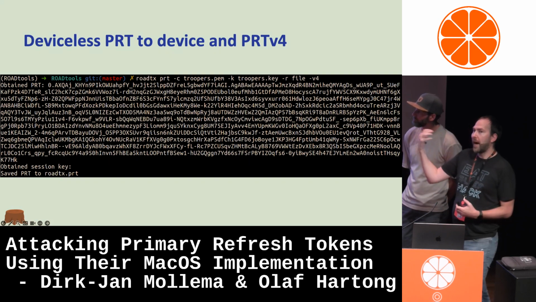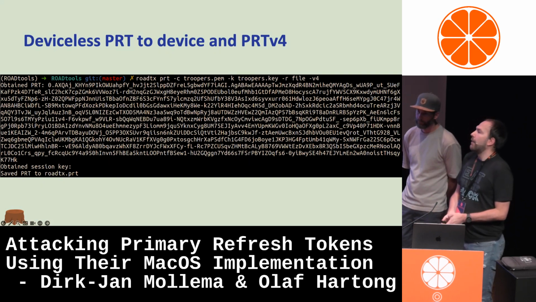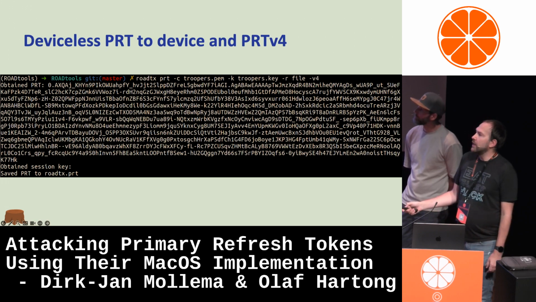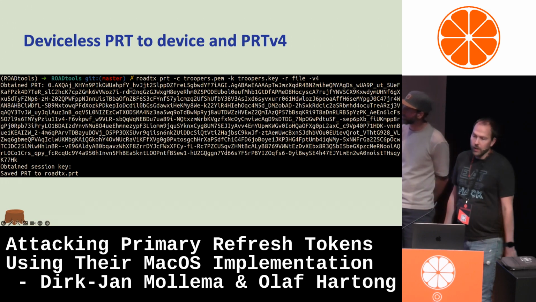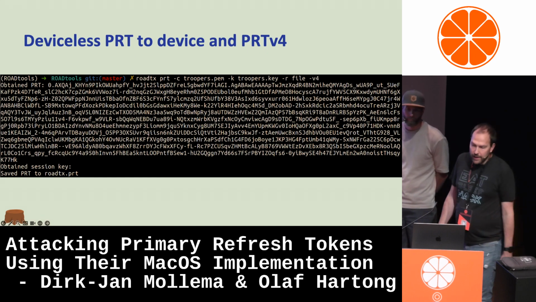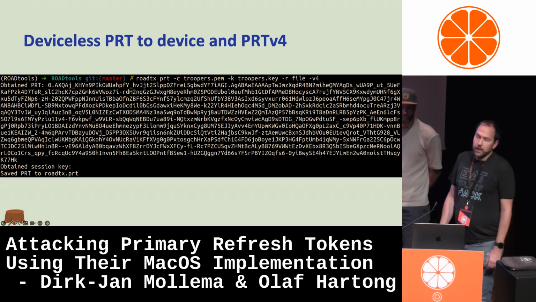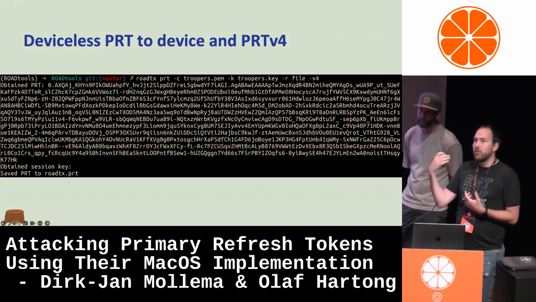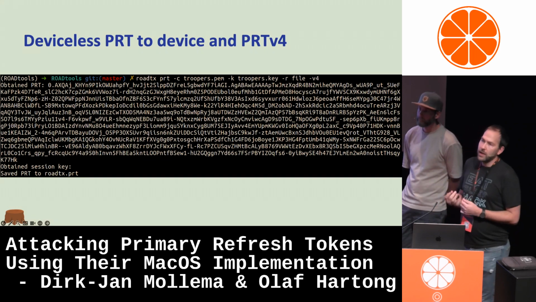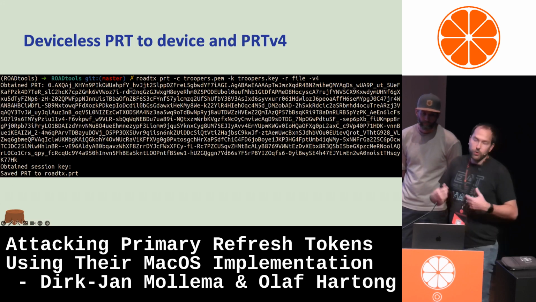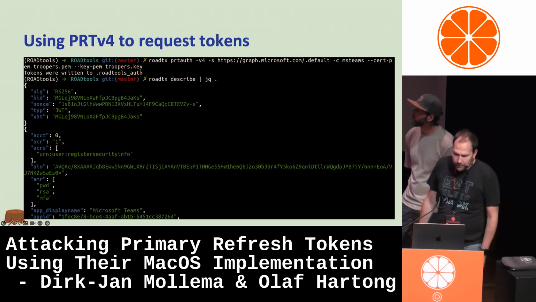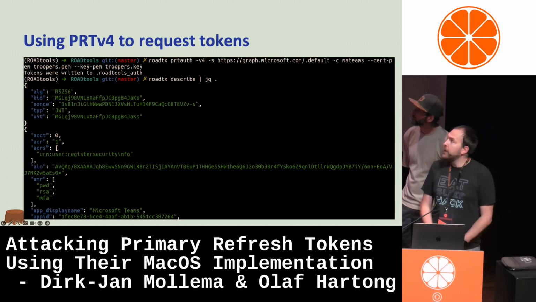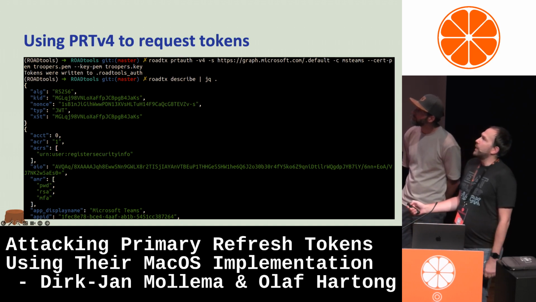So this will bind it to our new device. And we see that the session key here is empty because this is PRT v4. So then we don't have a session key anymore, but we have a PRT that is bound to our device, and we need to use these elliptic curve keys to actually use the PRTs. So the final step, we use it with the PRT auth module. We specify the version 4.